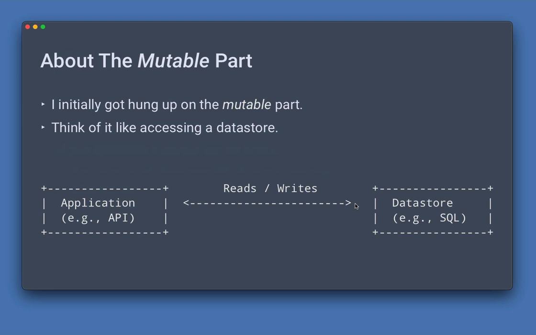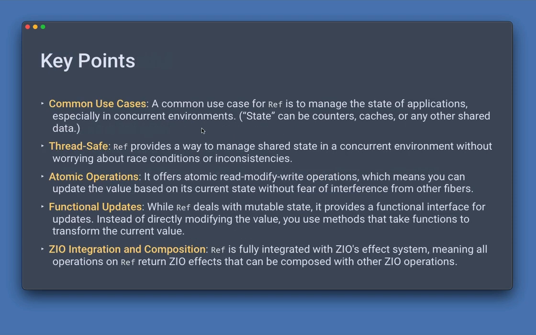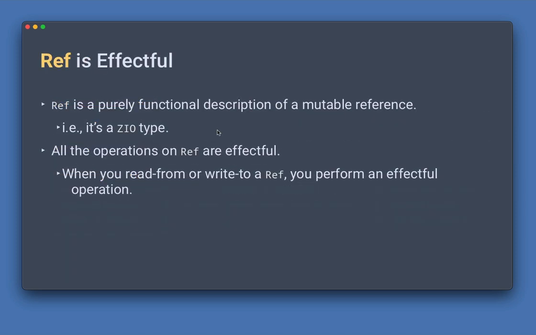Okay, so what else can I tell you? Let's go back here for just a moment and reinforce this point. A ref is a container for a mutable value, and it can be safely accessed from multiple fibers concurrently. That's a key point. A second key point is that the most common use case for a ref is to manage the state of applications, especially in a concurrent environment. That's number 2. And now if you look at this slide, ref is effectful, just like everything else we've talked about in ZIO. It's a purely functional description of a mutable reference. And of course that means it's a ZIO type, and therefore all of the operations on ref are effectful. So I think that's a third key point to know.